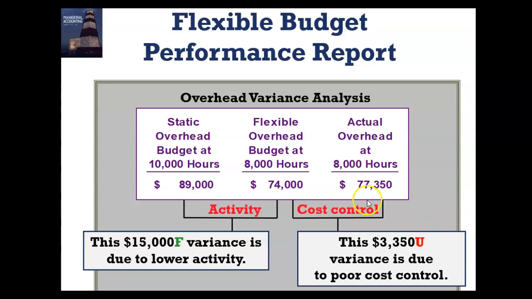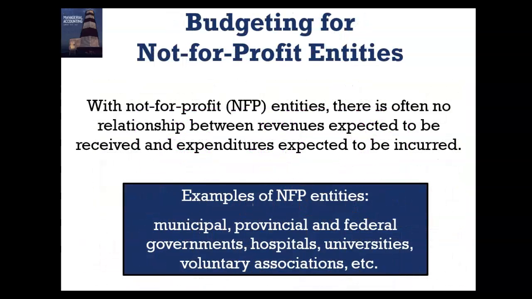So that means that the difference from our static overhead budget to our flexible overhead budget, that's activity. The difference between these two budgets is a $15,000 favorable variance. That amount is due to lower activity. But if we compare our flexible overhead budget at 8 and our actual overhead budget at 8, we're comparing on the same playing field. We're looking at cost control. This is a $3,350 unfavorable variance due to poor cost control. So there's where we find the problem when we analyze them. We need to be analyzing them at the same levels so we know exactly where our problems are. So that's what's so important about flexible budgeting.